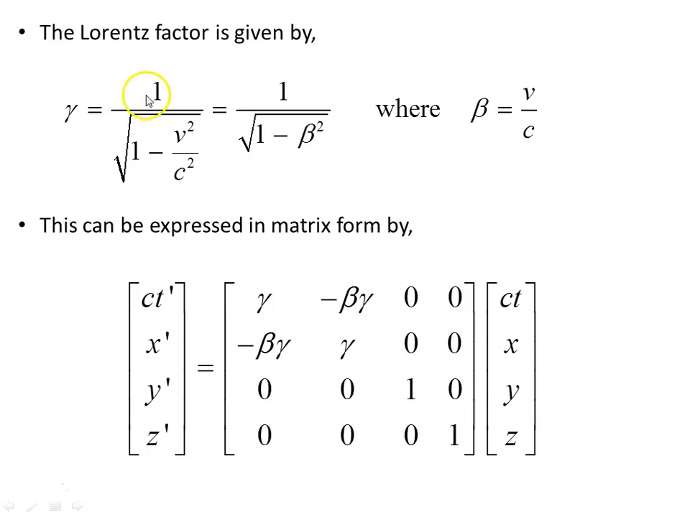The Lorentz factor is given by this object here, 1 over the square root of 1 minus v squared on c squared. That can be more compactly written as 1 over the square root of 1 minus beta squared, where beta is v over c.